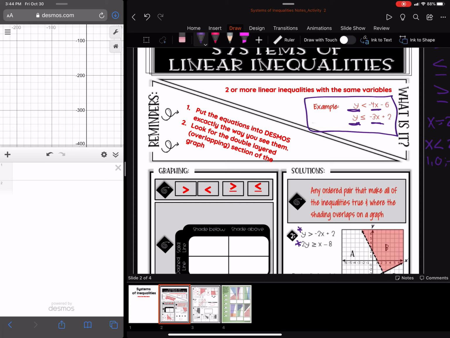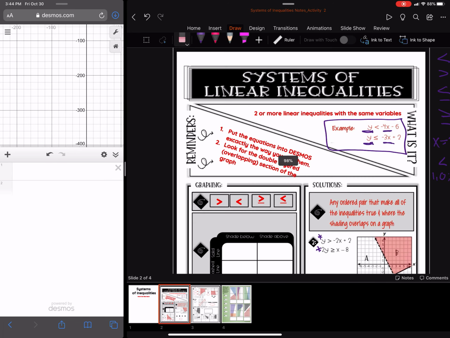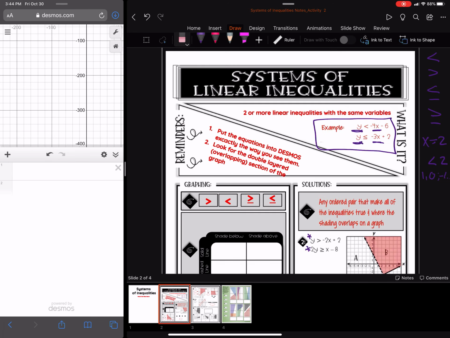The next thing you're going to do is look for the double layered. Okay, that's important, where they're overlapping, because there's going to be a lot of shading going on. But you're looking for the double layered. But before we do that, we need to look at what the different lines mean. And remember, we just did this today.